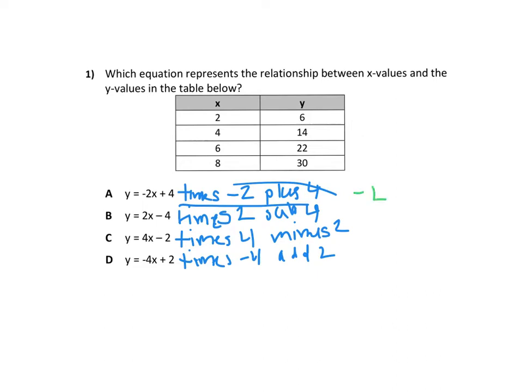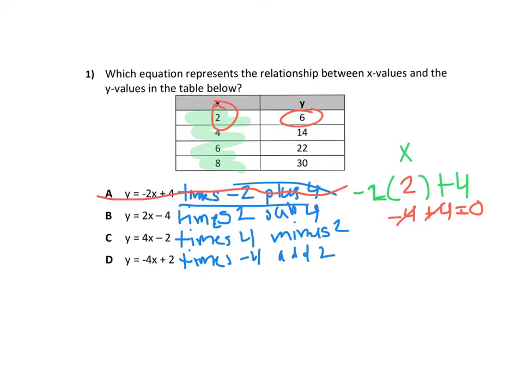So negative 2 times some number plus 4. And remember, we're looking at some x value, and those x values can be found in this column right here. So let's take the first x value here of 2, and let's plug it in. So I get negative 2 times negative 2. That gives me negative 4. And then I'm going to add 4. Negative 4 plus 4, well, those are 0 pairs. So that's 0, not 6. So we know this is not the right rule.